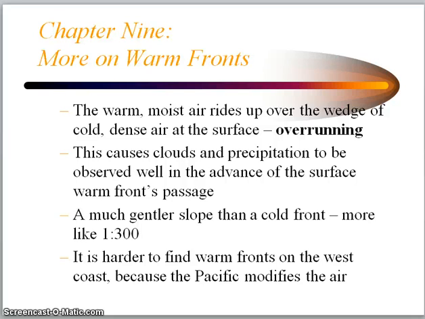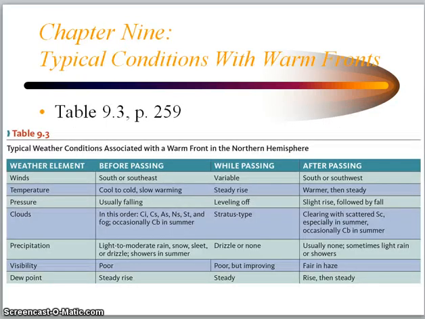Now, what's happening here, of course, is that the warm front acts as a wedge to lift skyward the colder air. This is cloud cover and precipitation that increases, which is often referred to as overrunning. This can cause clouds and precipitation to actually be observed well in advance of the surface passage of the warm front. Warm fronts have much gentler slopes compared to cold fronts, like about 1 kilometer in the vertical to 300 in the horizontal. Now, it's a lot harder to find warm fronts on the West Coast because the Pacific Ocean tends to modify the air. Table 9.3 on page 259 outlines typical conditions as warm fronts pass through the Northern Hemisphere.